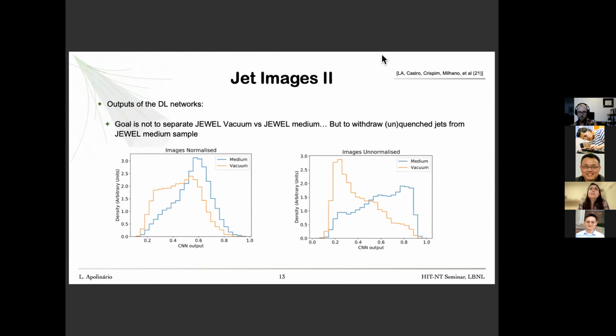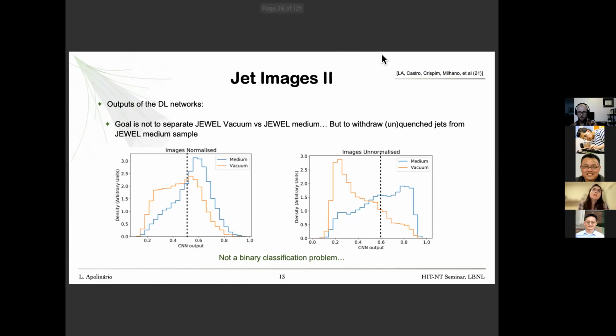Here is the output of the deep neural networks, and of course, that's our goal. Here, the first problem appears. Our goal is not to separate the JEWEL vacuum from the JEWEL medium reference, but to withdraw the list of unquenched jets, the ones that didn't experience so many interactions with the medium, from the rest of the sample. This is our first problem. The second problem is that when we look at this question this way, our problem is not exactly a binary classification problem, so this kind of approach is also not ideal.